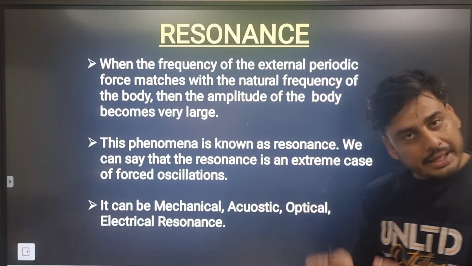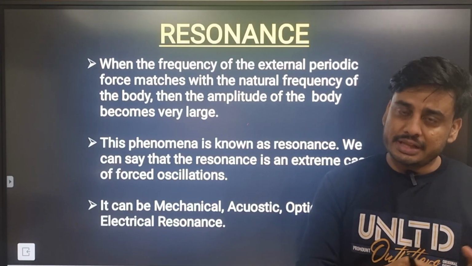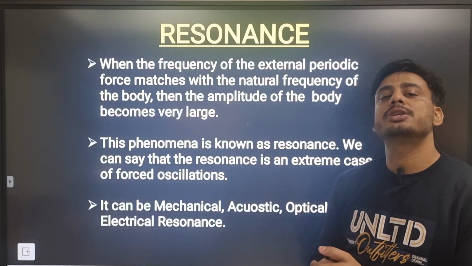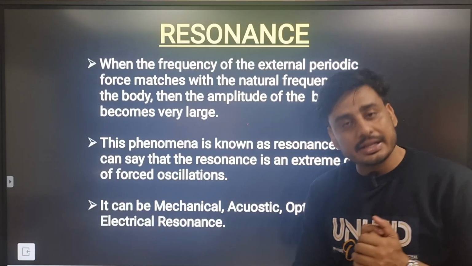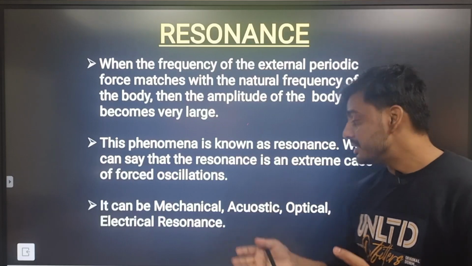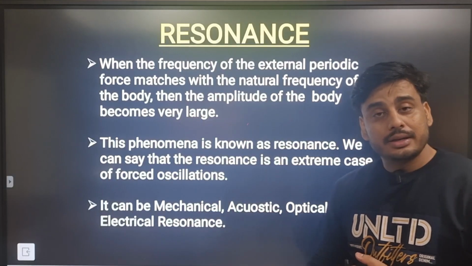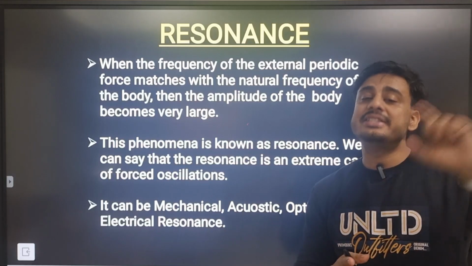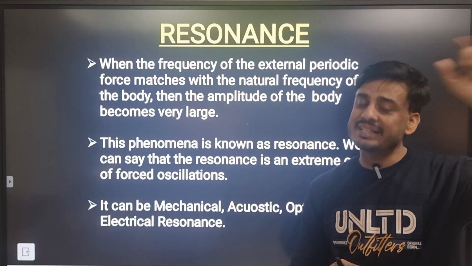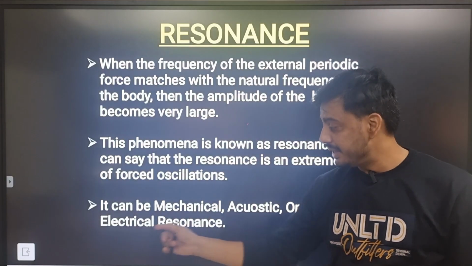Resonance can be mechanical, resonance can be acoustic, that means in the case of sound also we find some resonance. Resonance can be optical, in the case of light also we can achieve some resonance condition. Resonance can be electrical, in an electric circuit also we can find resonance. You must have studied LC oscillation, resonance in an LCR circuit also. So that is electrical resonance.